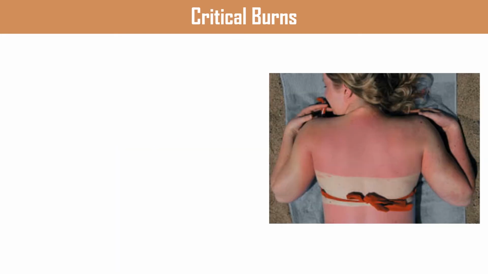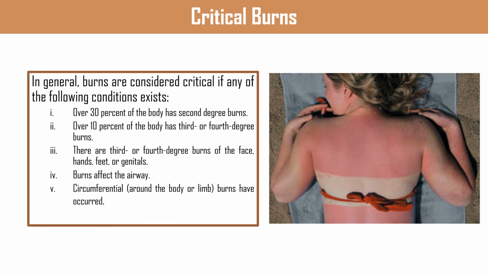To identify burns as a critical burn, we need to look at the 5 things. In general, burns are considered critical if any of the following conditions exist. Over 30% of the body has second degree burns. Over 10% of the body has third or fourth degree burns. There are third or fourth degree burns of the face, hands, feet or genitals. The burn affects the airway or is circumferential around the body or limb. So these are the conditions when we say that burns are critical.